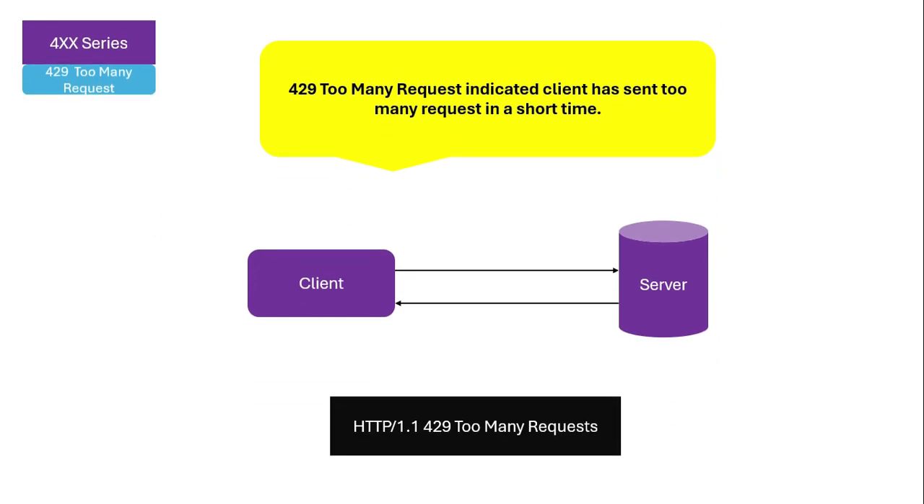429 too many requests indicates that the client has sent too many requests in a very short time. Within a minute, you are sending multiple requests. Common causes are API rate limits being exceeded, a bot attack, or IP-based throttling. The server may send back this 429 to indicate to the client that you are exceeding the limit prescribed to you within a given amount of time.